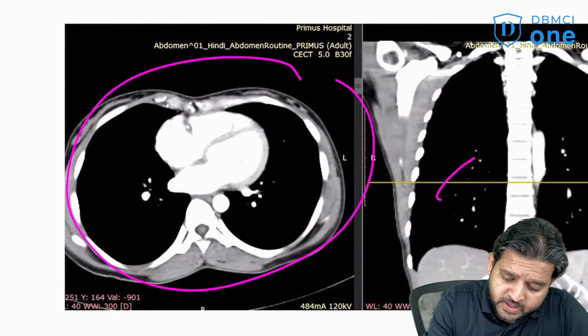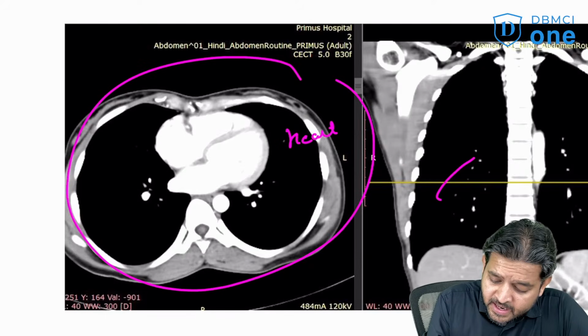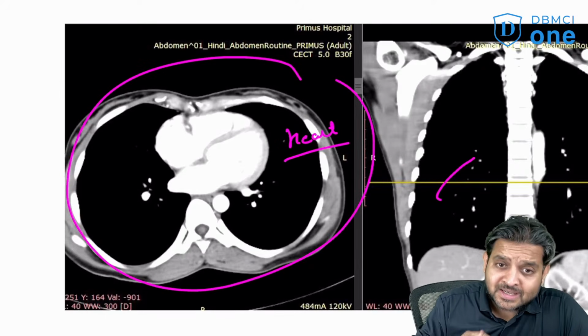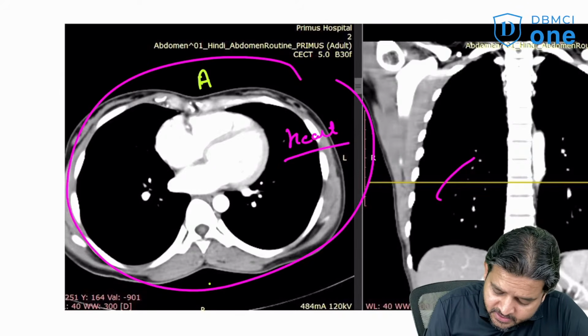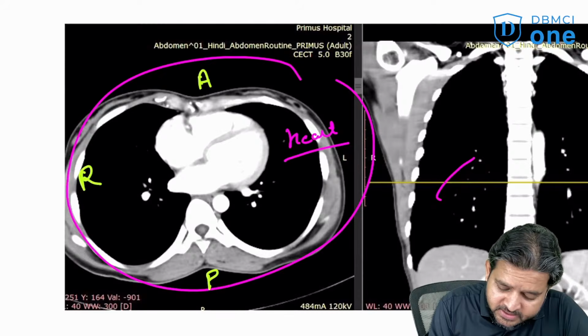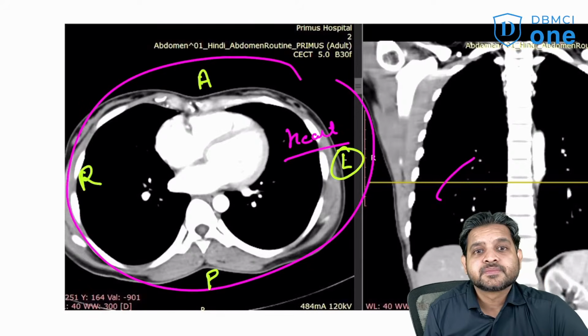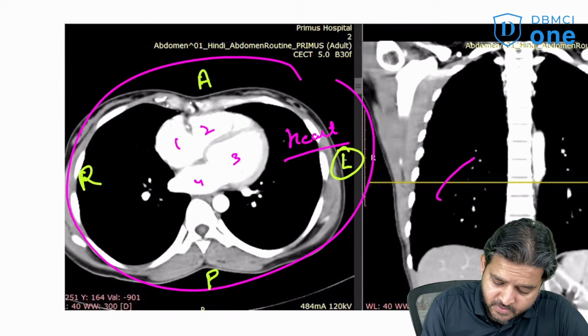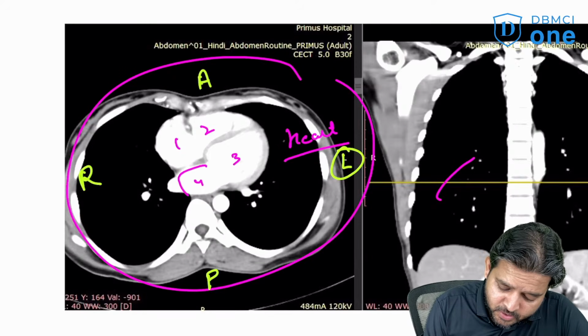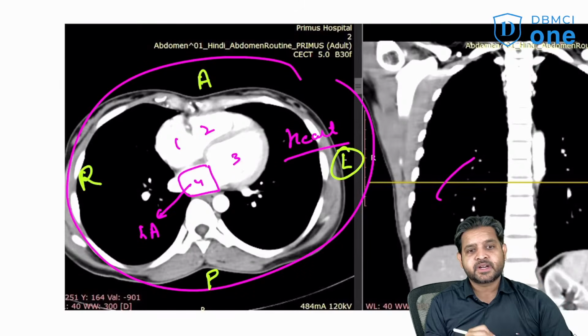Now this time I can see the heart, and it is very important to understand that since it's a transverse section, this side is anterior, this side is posterior, this side is right, and this side is left, right? Now I can see these are the four chambers of the heart. Immediately I will think that this is the posteriormost chamber of the heart, and that is why it will be left atrium.